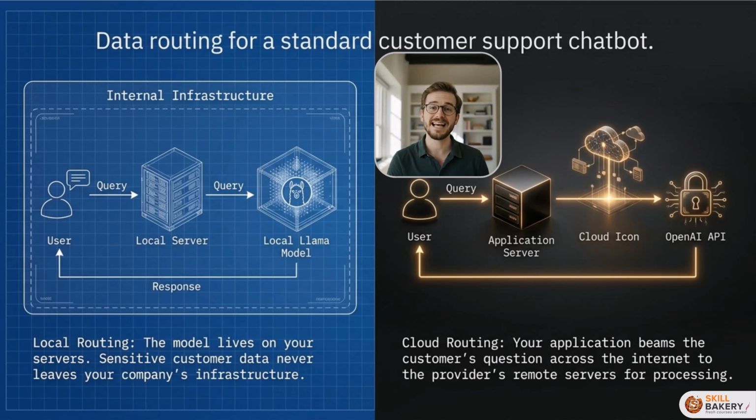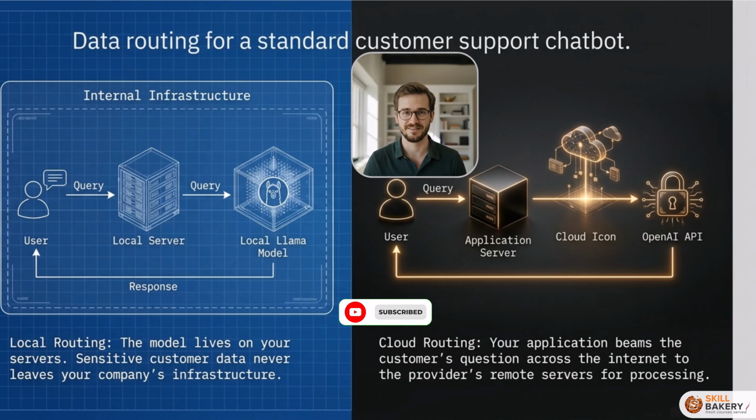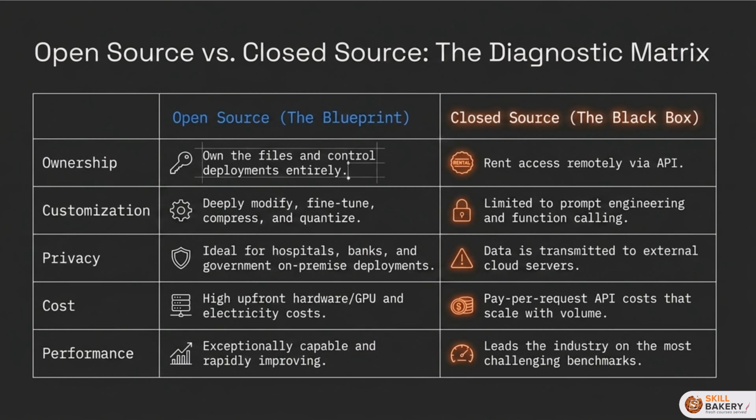Local routing keeps data entirely within your infrastructure, whereas cloud routing sends sensitive queries to a provider's remote servers for processing. This diagnostic matrix highlights the trade-offs: ownership, customization, and privacy, versus the cost and performance advantages that define each ecosystem's place in your architecture.